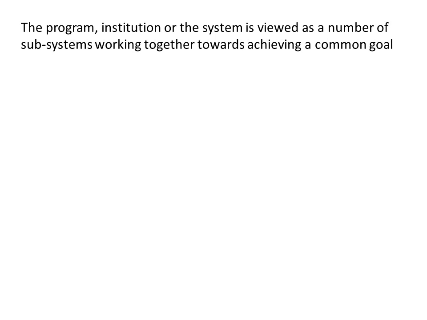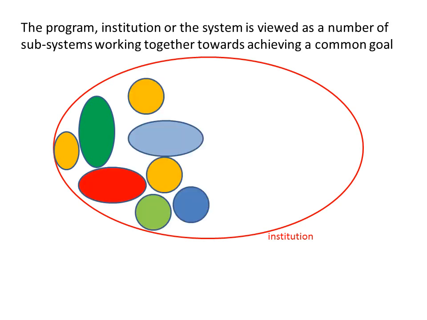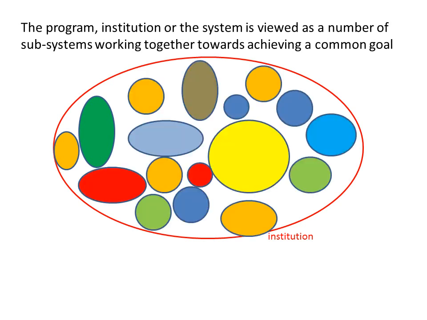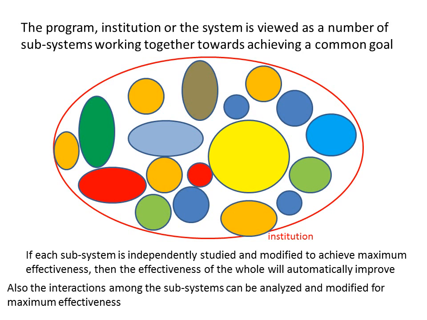So the basis is that the program, institution or system is viewed as a number of subsystems working together to achieve a common goal. Various subsystems, they form the main institution or the system. If each subsystem is independently studied and modified to achieve maximum effectiveness, then the effectiveness of the whole system will automatically improve. Moreover, the interactions among subsystems can be analyzed further and modified for further effectiveness.